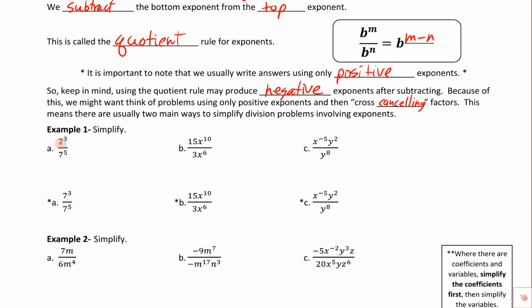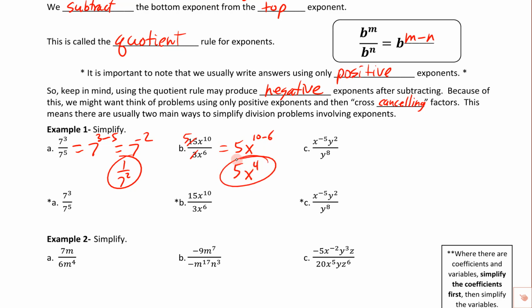So technically, this is how we do it using the quotient rule. Same base here, same base here. So we're going to do 7 to the 3 minus the 5. So this is going to be 7 to the negative 2. The negative in the exponent means reciprocal, so we're going to write this as 1 over 7 squared. We're going to circle that and we're done. On this problem right here, we do have some coefficients, so let's go ahead and simplify those. So I'm going to cross cancel this. That would be a 5. So we would have 5, and then this would be x to the 10 minus 6. So this is 5x to the 4th, so we're done right there.